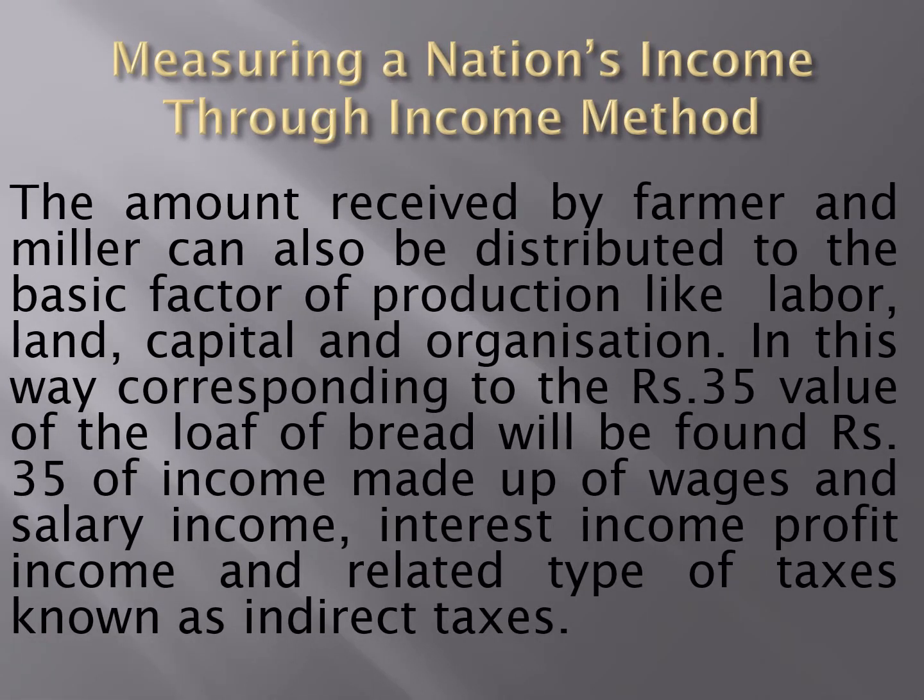The amount received by the farmer and miller can also be distributed to the basic factors of production like labor, land, capital and organization. In this way, corresponding to the rupees 35 value of a loaf of bread will be found rupees 35 of income made up of wages and salary income, interest income, profit income and related types of taxes known as indirect tax.